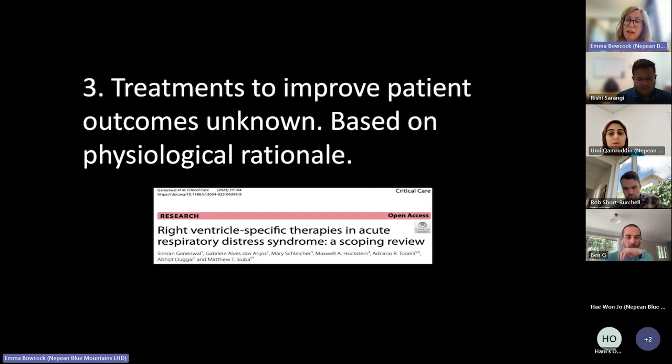But again, I think it's difficult to tease this stuff out in RCTs, isn't it? And I think a lot of what we do is based on physiological rationale. But I think we do have to remain optimistic that we will have more evidence emerging, showing benefit from some of the things that we do on a bigger scale.